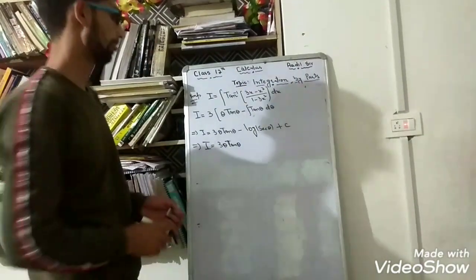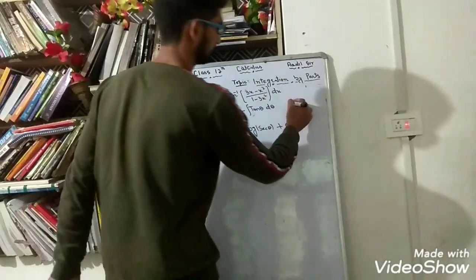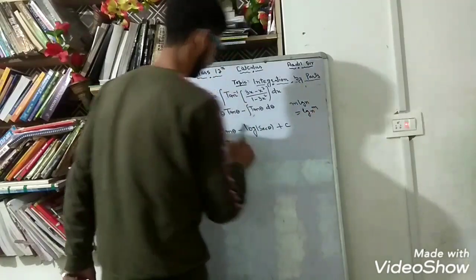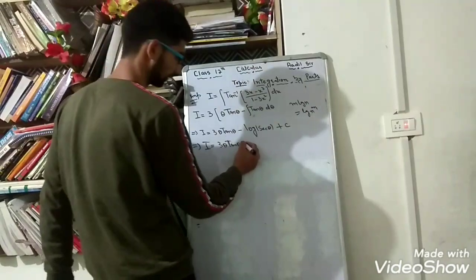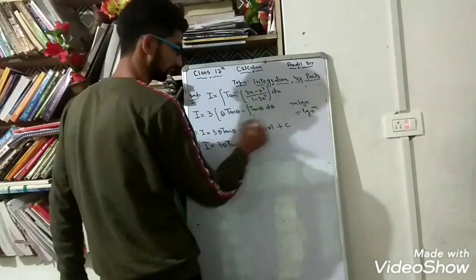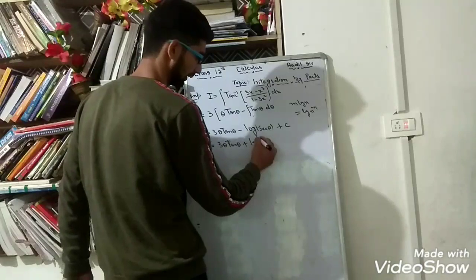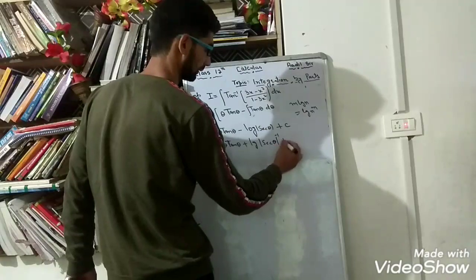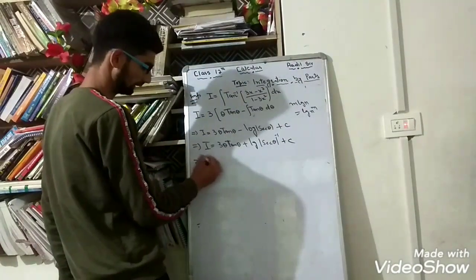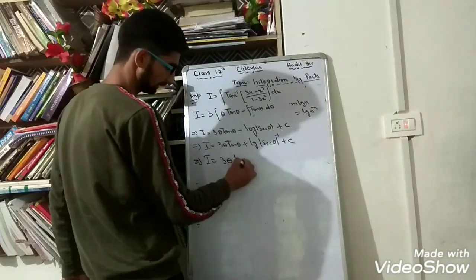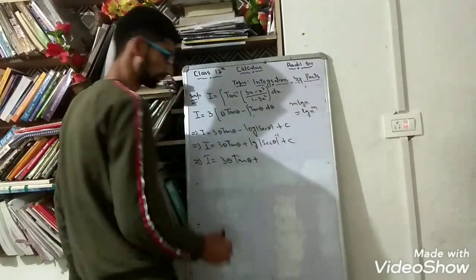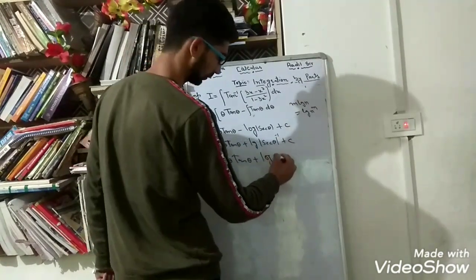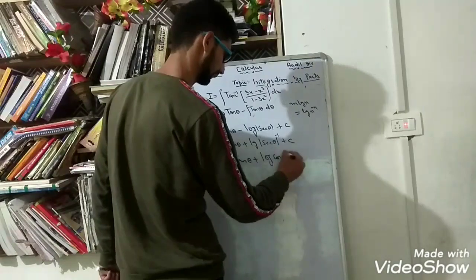We know that m log n is equal to log of n raised to m. Here it is -1, it will go opposite, so it will be plus log of this, minus m, just like this, sec theta -1 plus c. It will become I is equal to 3 theta tan theta plus log of the inverse of sec theta, that is cos. We write cos theta plus c.